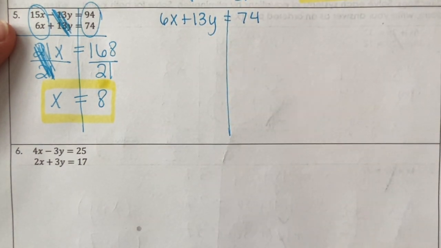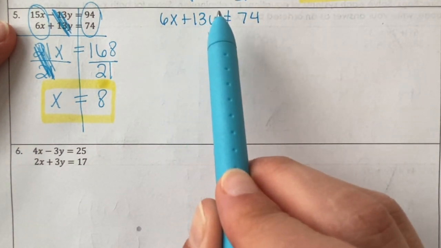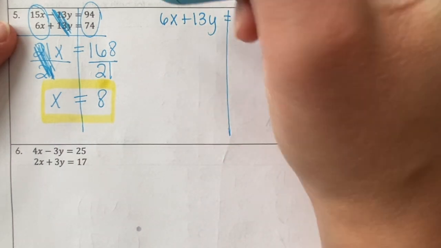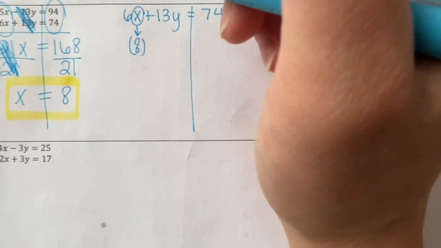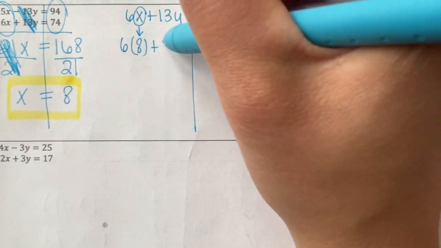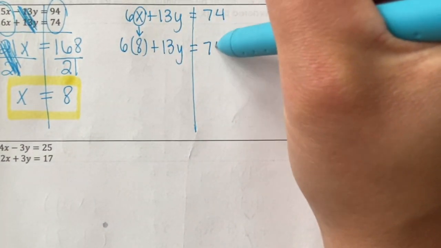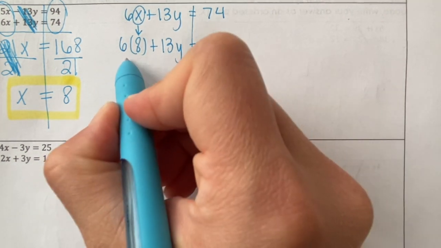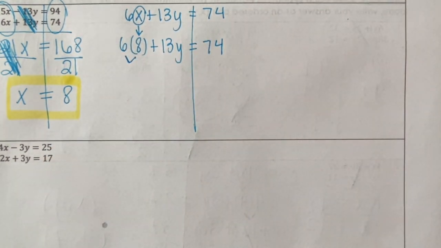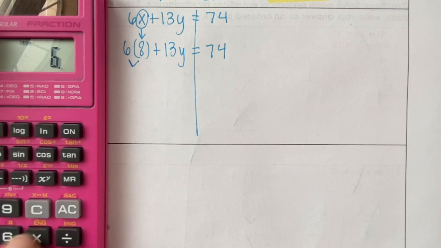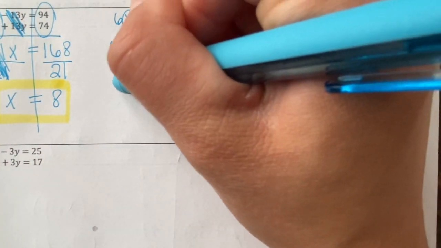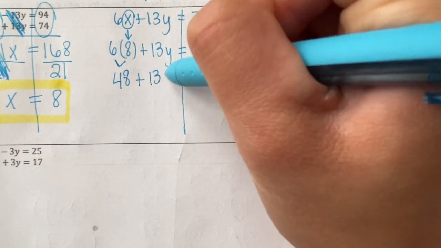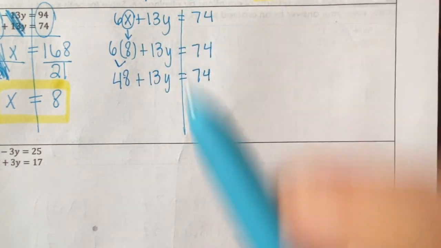Okay, remember, we can't have two different variables. We can only have one, so we have to plug in this 8 for x. And then you're going to bring everything else down. Remember, it's a little complicated when you see these parentheses and 6 times 8, so we're going to simplify that. 6 times 8 is 48, so we're going to replace that with 48. And then you're going to bring everything else down.